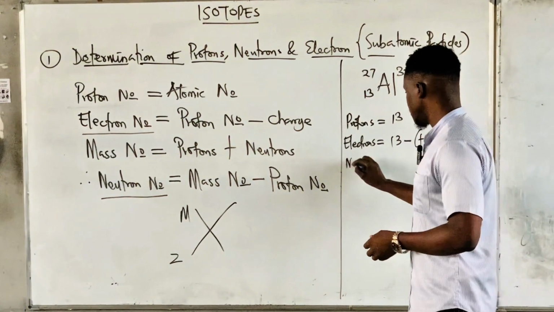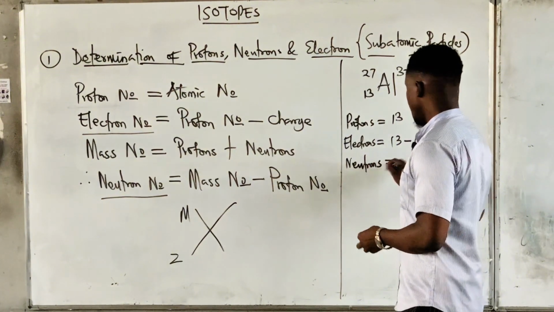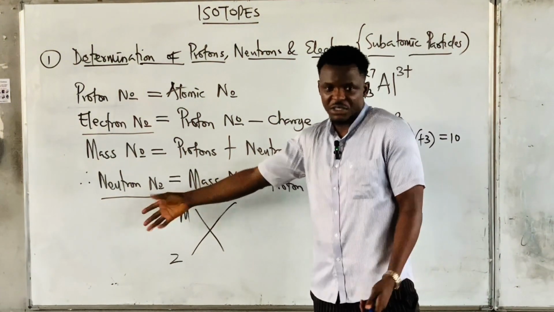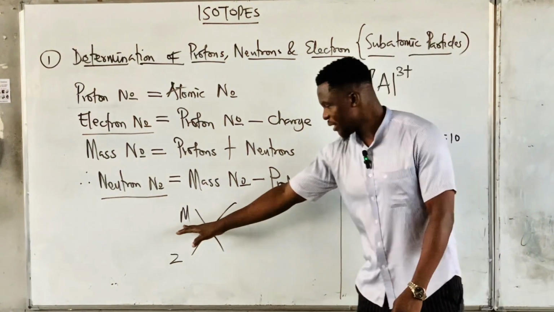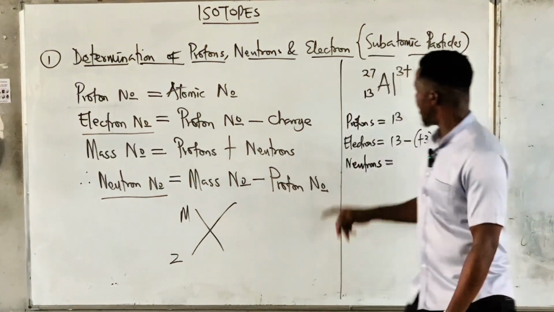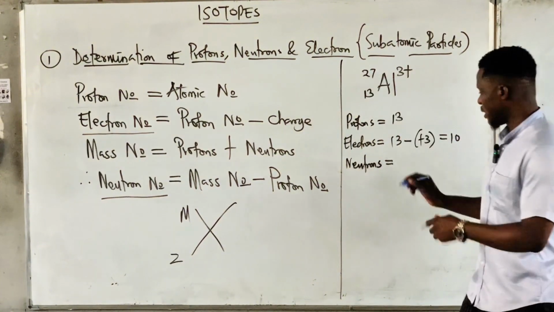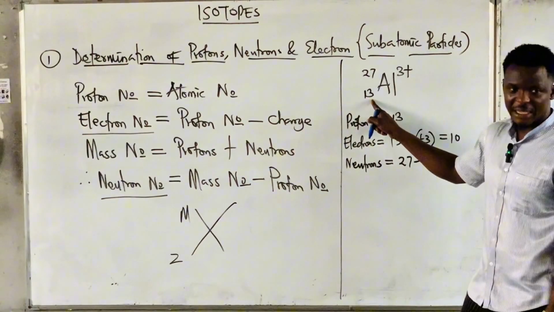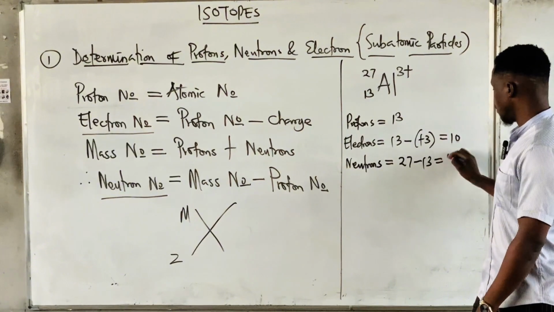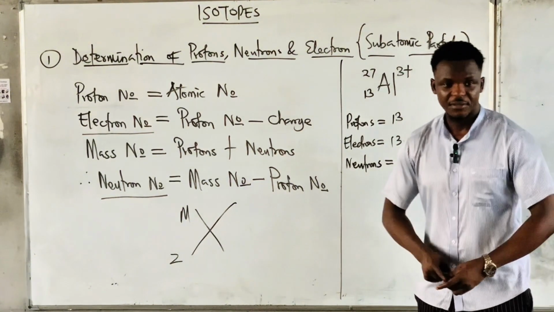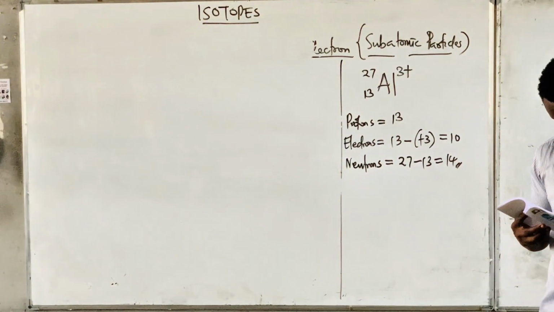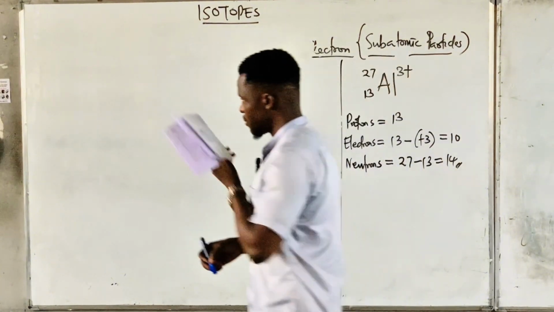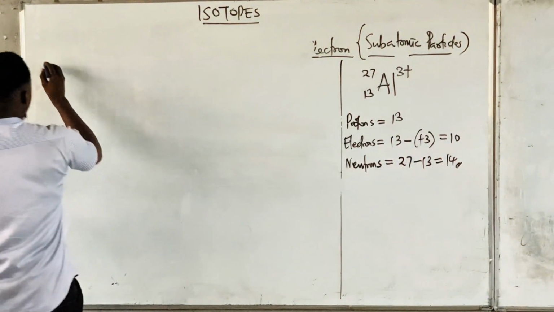Now neutron, based on this formula, I said neutron number, which is equivalent to neutrons, is mass number minus proton number. The mass number is always the superscript, right? Now what is the mass number in this case? 27. So I'll say 27. What's the atomic number here? So 27 minus 13 is equal to what? 14. So that is it. How many protons?